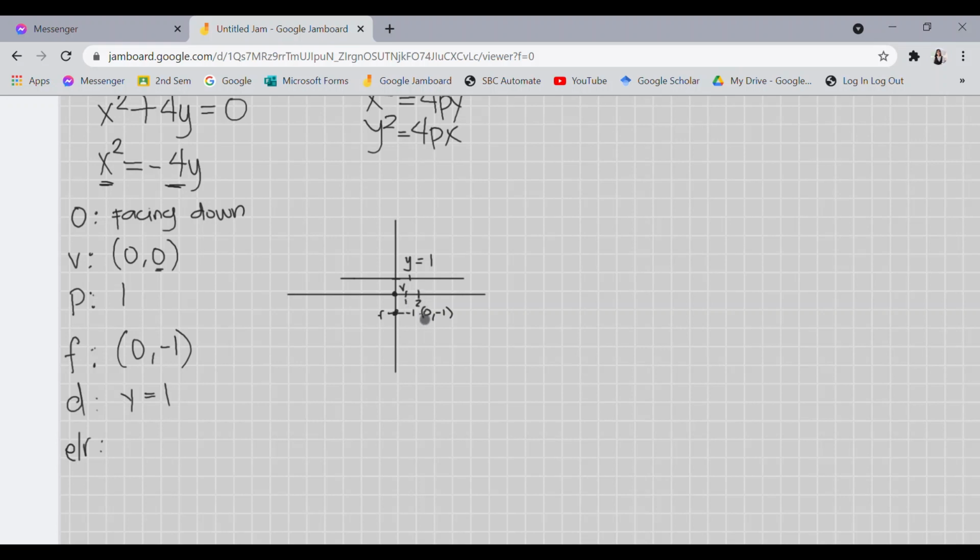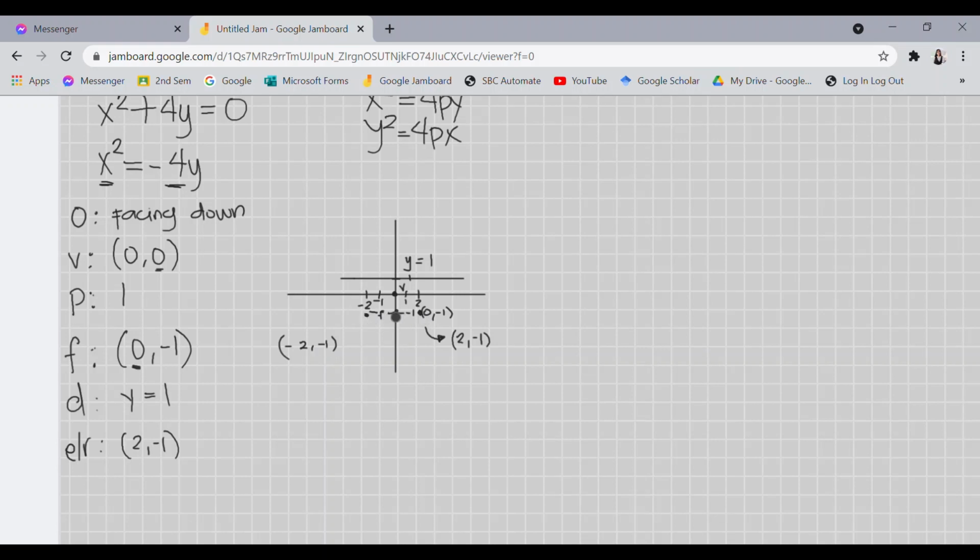We'll have here the point that has the coordinate (2, negative 1). Meaning, what changed is the x-coordinate, because we moved to the right side. That changed by 2 units. So, we have (2, negative 1), and in the same way, going to the other side, 2 units on the left gives us (negative 2, negative 1). Those are now the endpoints of the latus rectum.